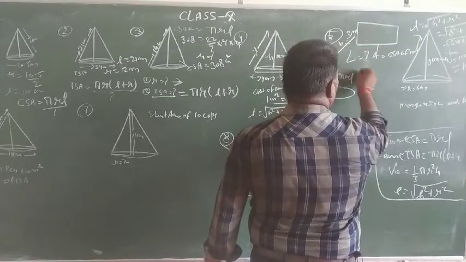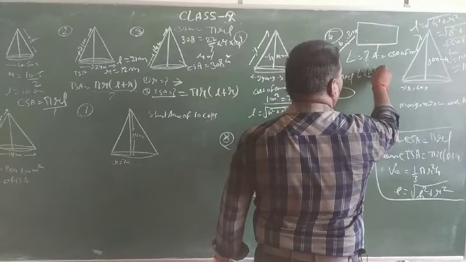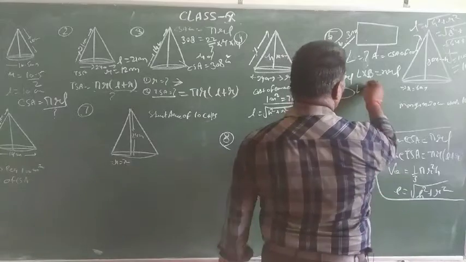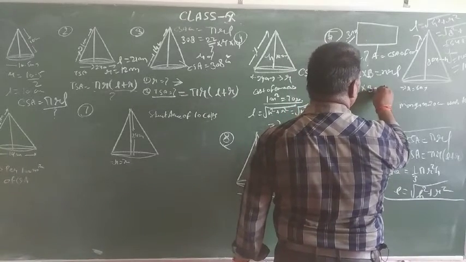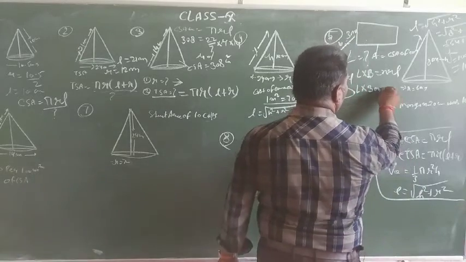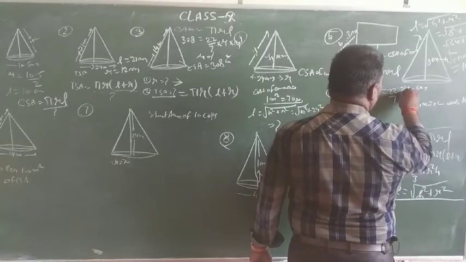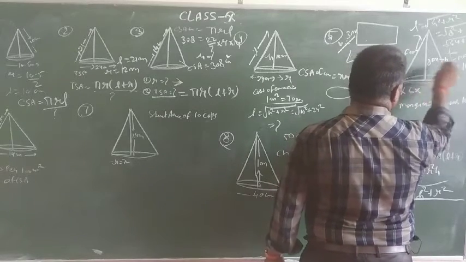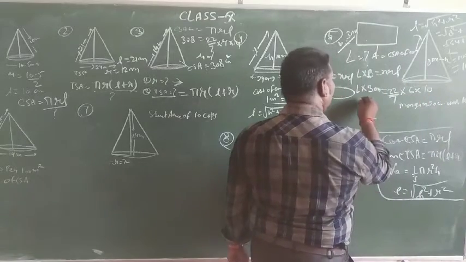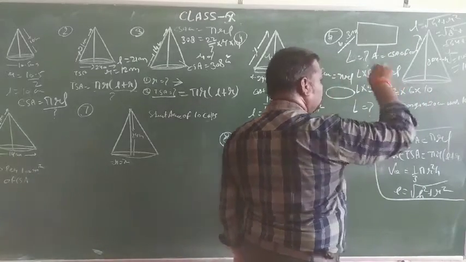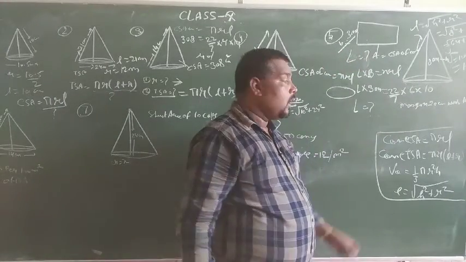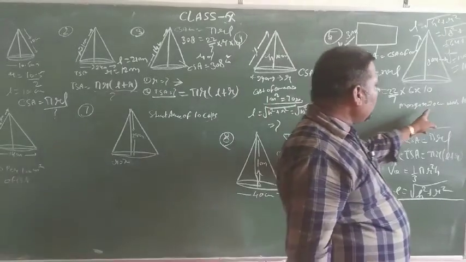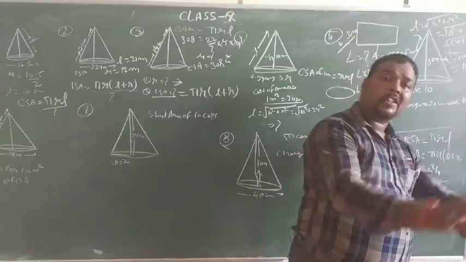So the area of the sheet is length into breadth, and CSA is pi r l. The length is not found, only the width is found, 3 meter. Here the pi value is 22 by 7, the radius value is 6, and the slant height value you first find. Can you find the length? By using the calculation, find the length. But it is not the actual length. Why? Because the 20 centimeter margin is wastage.